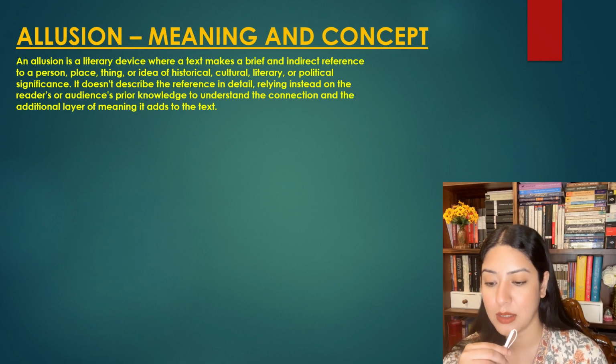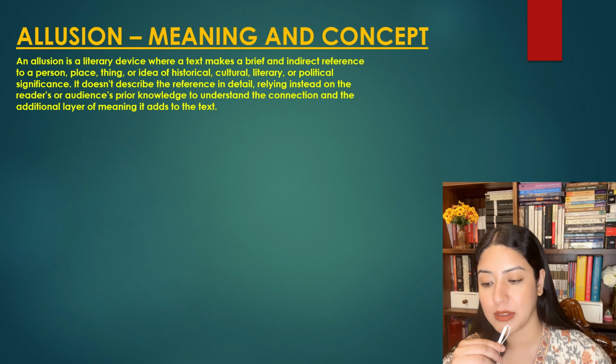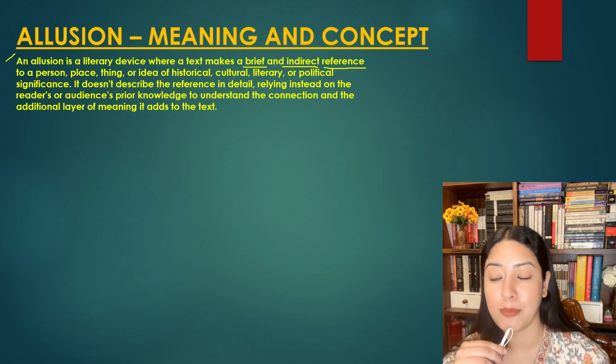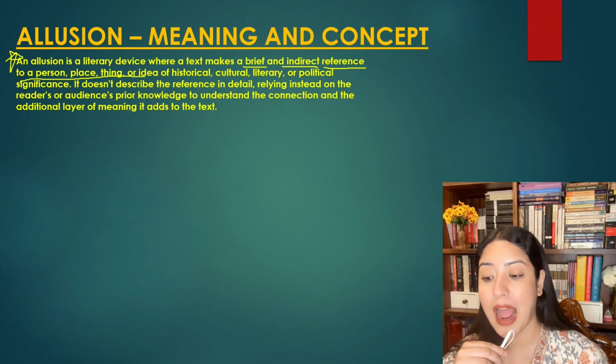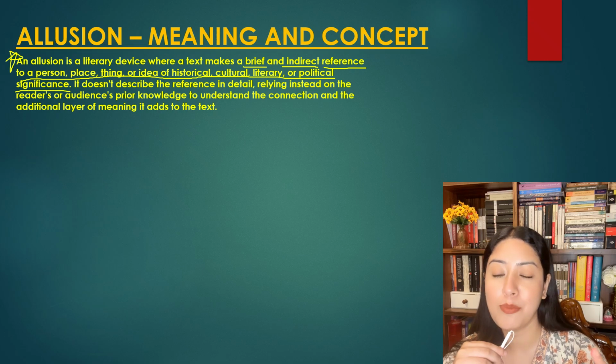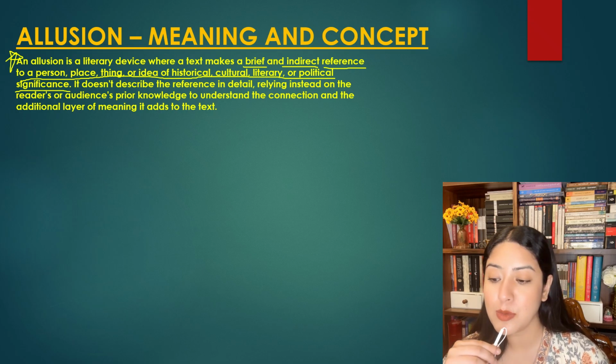I think it's better if I mark the keywords. So you have brief, this is one. Indirect, this is one. Reference, brief indirect reference to a person. It can be anything: person, place, thing, or idea. You see, idea, abstract things also. Idea of historical, cultural, literary, or political significance. So this is what an allusion is.